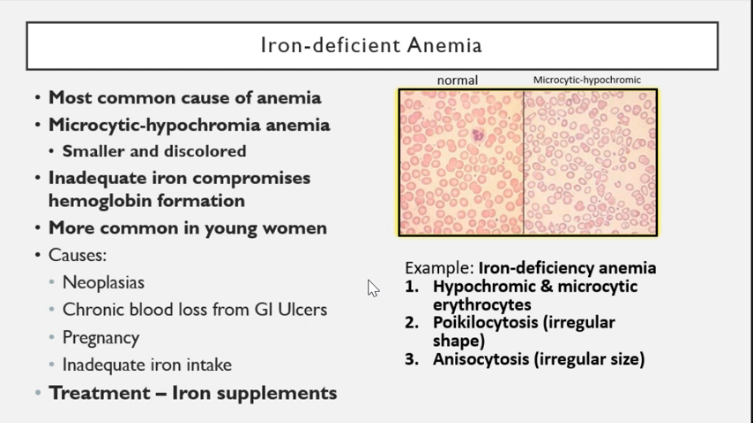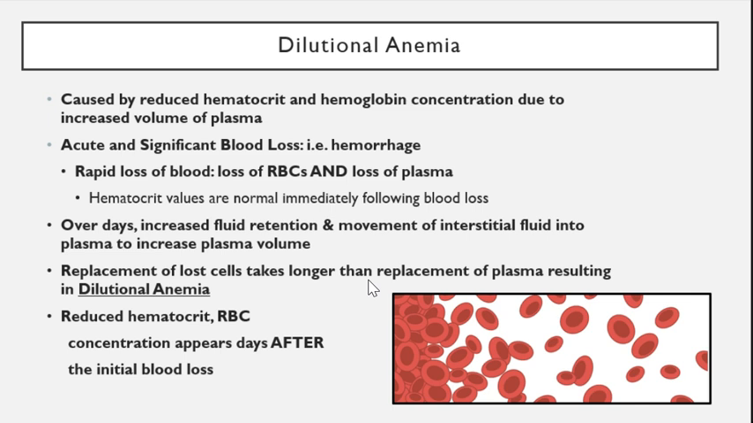So there's some examples of iron deficient anemias. And so just make sure to look at that while you're studying. There's also dilutional anemia. So this is where it's reduced hematocrit due to increased volume of your plasma.